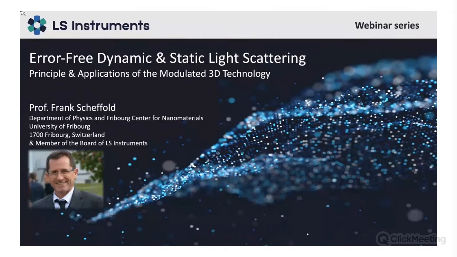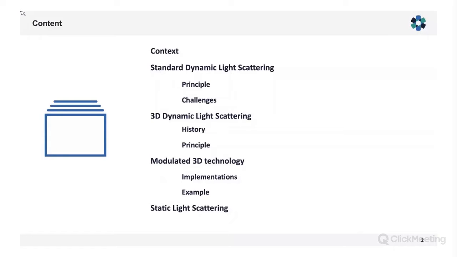So I'll start by introducing some basic principles of static and dynamic light scattering, and I'll highlight the challenges that people face when using these techniques. Then I'll explore how to overcome these problems and provide solutions by 3D dynamic light scattering and the latest technology developed by us, modulated 3D. And at the end, I will briefly touch upon static light scattering, which can also benefit from these improvements, or almost revolutions, in light scattering.